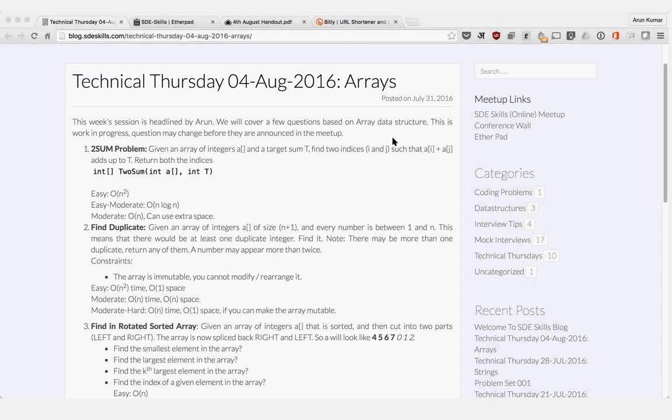I think one of the basic approaches that we can take is to start scanning the array from the beginning and keep adding to some variable, and just keep scanning the array until you reach the end of the array.